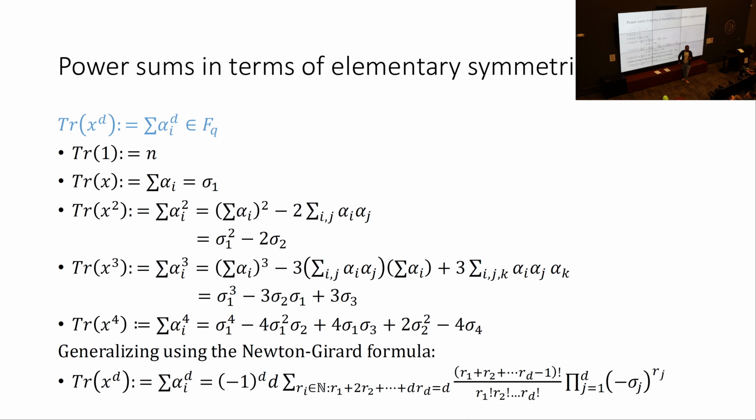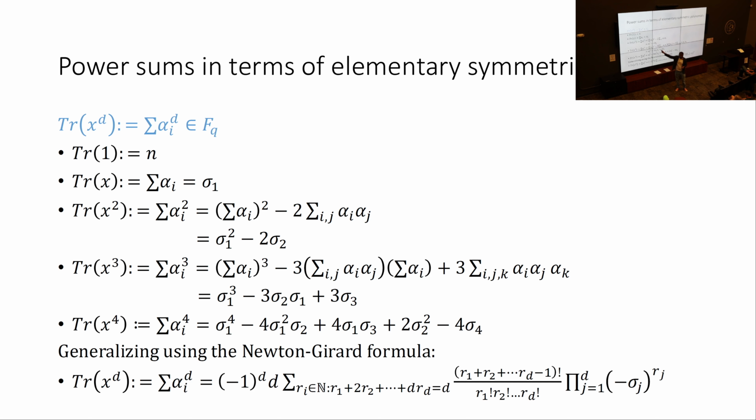Before going to the proof, how do you define the trace of these powers of x? It's just the power sum of the roots, right? This is very basic. So the trace of 1 is basically 1 added n times, so it's n. There's no problem. What is the trace of x? It's the sum of all the roots. So by definition, this is sigma 1.